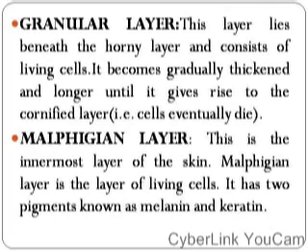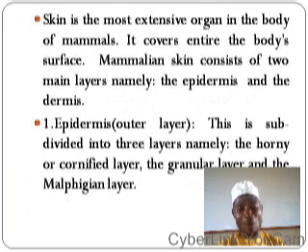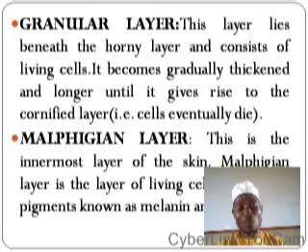Then let us look at the Malpighian layer. This Malpighian layer consists of living cells. The Malpighian layer has two pigments. The first one is melanin pigment, while the second one is keratin. Then let us look at the functions of the Malpighian layer. One of the functions is that melanin pigment gives the skin its color.